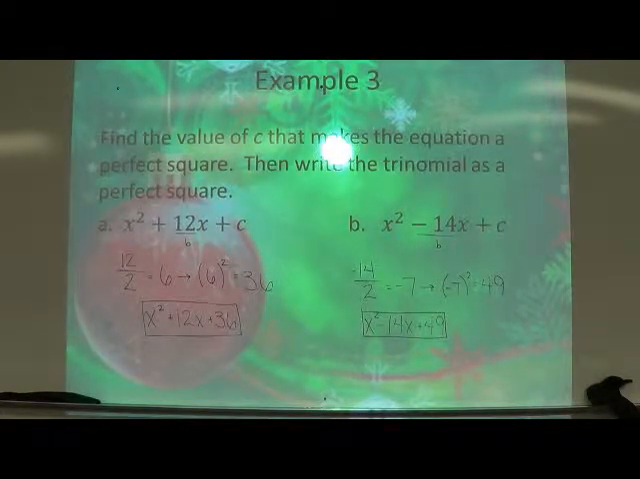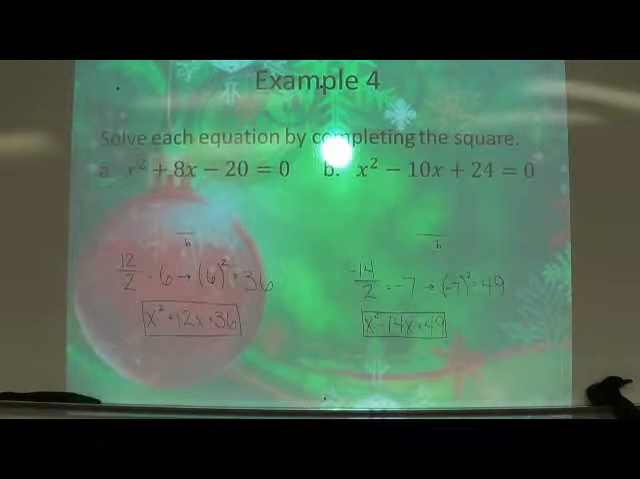Now our next several examples are going to be ones where we're actually going to be solving using completing the square. So what we're going to be doing is once we complete it, we're going to have to actually add it to both sides of the equation so that we can solve for x.